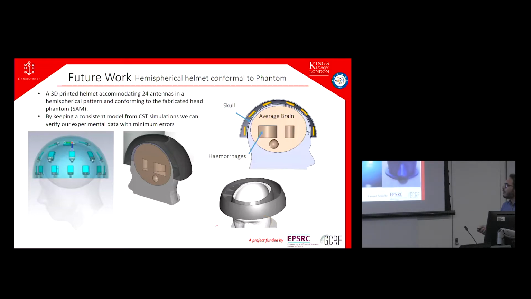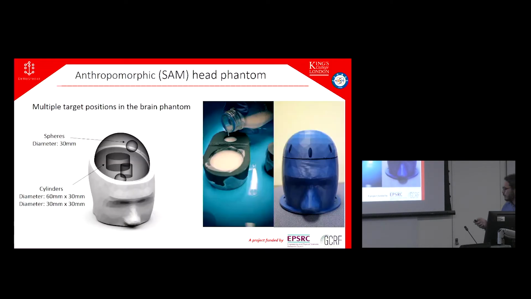So more to discuss on the anthropomorphic SAM model. Again, the preparation of the targets can be shown here, that we have already done. These are the cylinders, and here's the sphere. I haven't shown it, it actually will be fitting inside this area. This is 30 millimeters in diameter. The cylinders are 60 and 30 with a height of 30 millimeters.